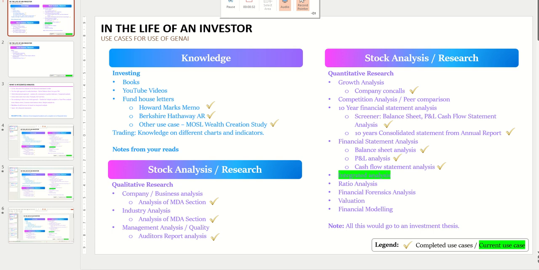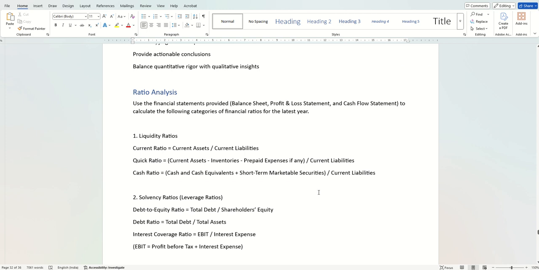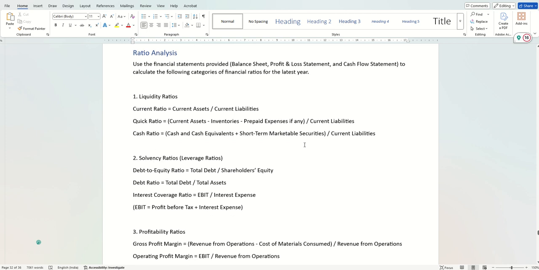This shall be a little simpler, stripped down version of what we saw in the last video. Somebody who is a beginner, or somebody who wants only the basic ratios first before getting into the details, can go for this prompt. So let me walk you through this prompt. It's basically ratio analysis, nothing more.